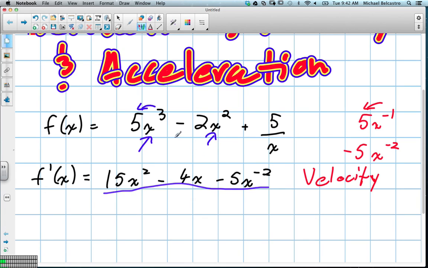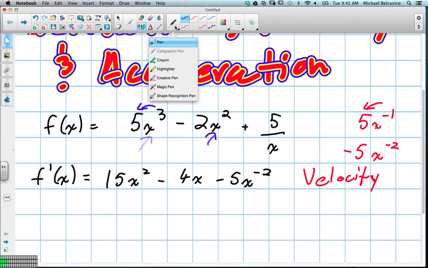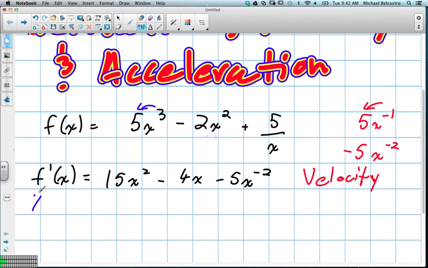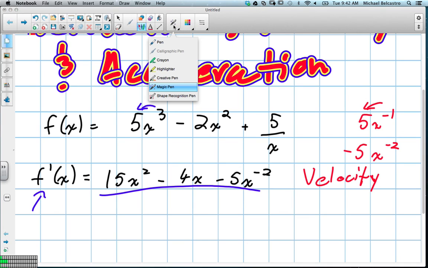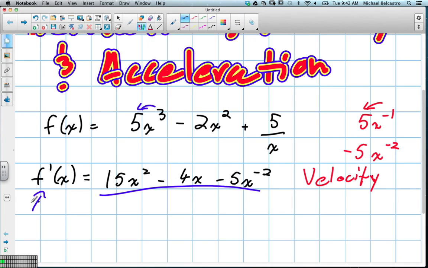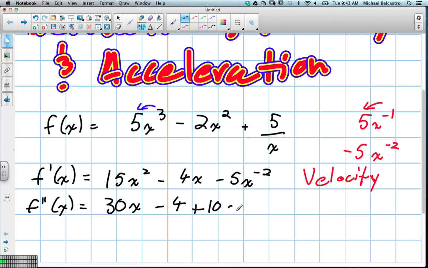Okay? The second order derivative is just taking the derivative of our derivative. So we take this function and we're going to derive it again. We denote it using f double prime. Okay? This is our second derivative. So we derive this function again, we end up with 30x minus 4. And here we'll get plus 10x to the power of negative 3. So this is our second derivative of this function.